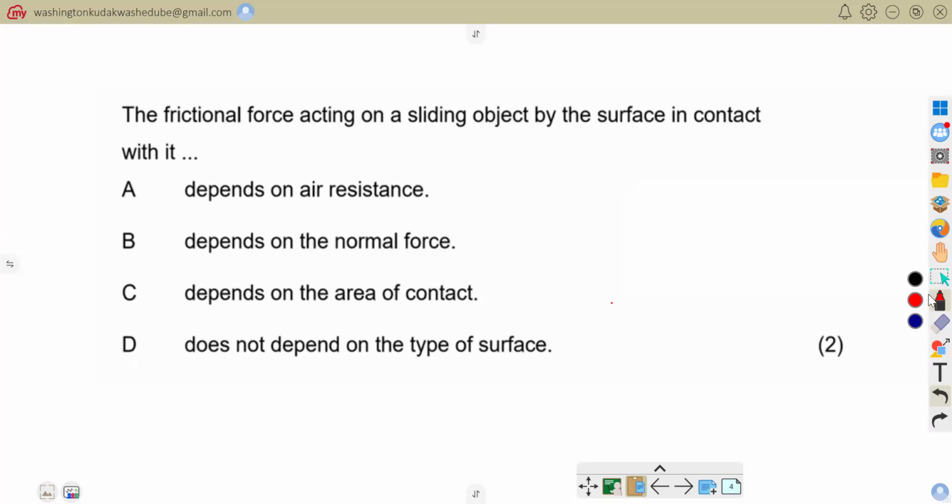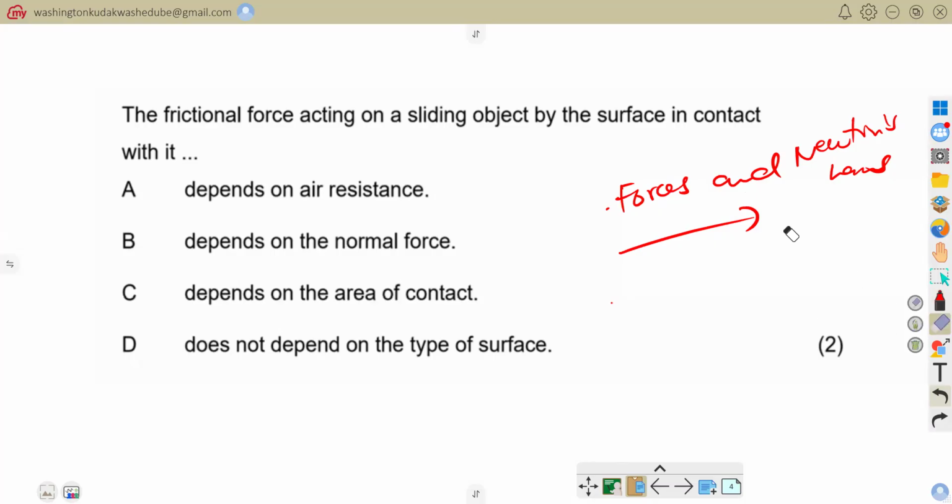We are still continuing with our practice questions on forces and Newton's laws. Like I said, I'll be bringing you questions, one from the multiple choice side and one from the structured questions, so that we are able to get exposure and also understand how we answer these questions all round.